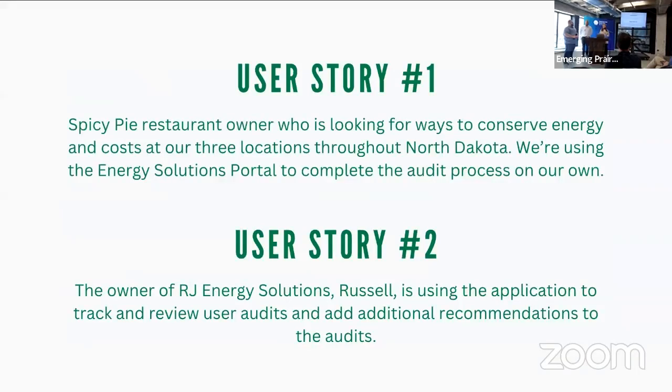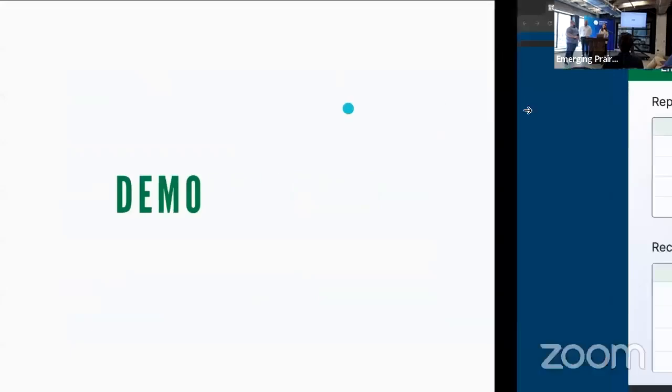As we go through the demo, we have two user stories that we're going to keep in mind. The first one is that we're a Spicy Pie restaurant owner who's looking for ways to conserve energy and costs at three locations throughout North Dakota. We're using the Energy Solutions portal to complete the audit process on our own. The second user story we're going to look at is the owner of RJ Energy Solutions, Russell, using the application to track and review user audits and add additional recommendations to the audits. Now we're going to get into the demo.